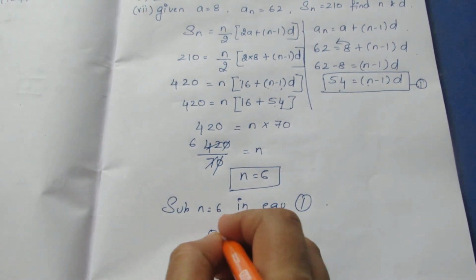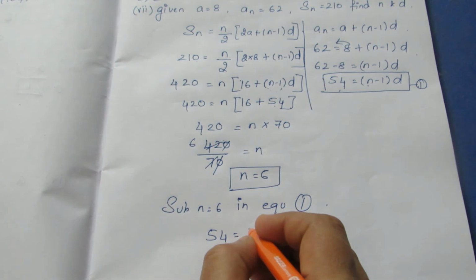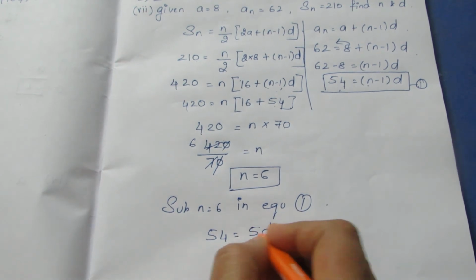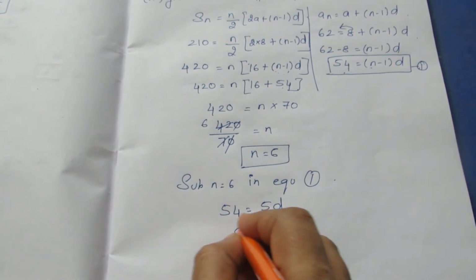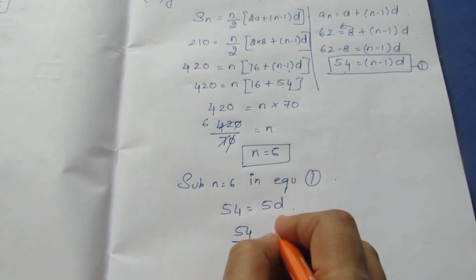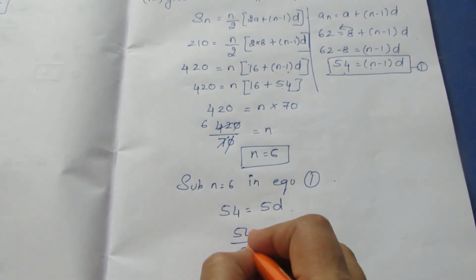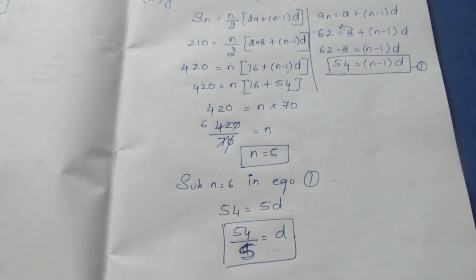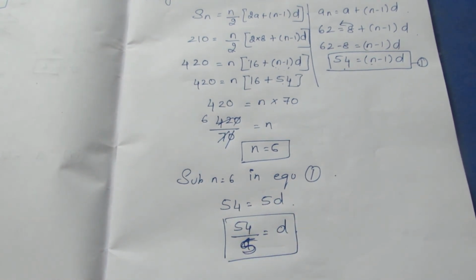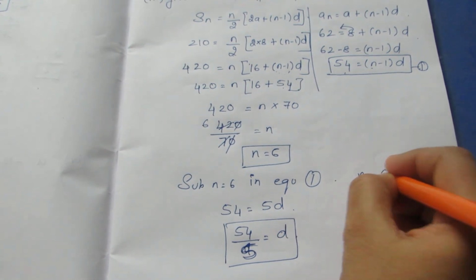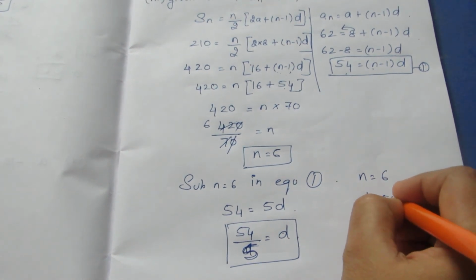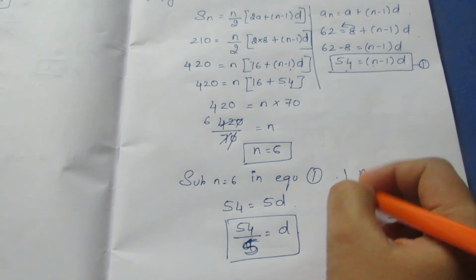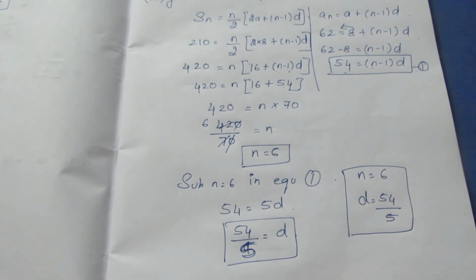So 54 is equal to 6 minus 1 is 5 into d. Bring 5 to this side. So 54 divided by 5. Further we can't solve d, we can't cancel it. So your n value is equal to 6 and your d value equal to 54 divided by 5. This is the final answer for the sum.